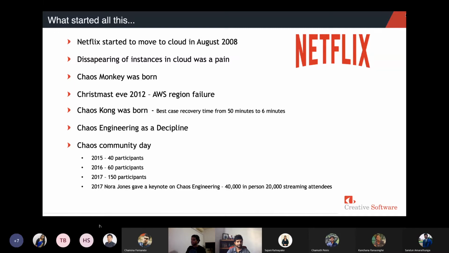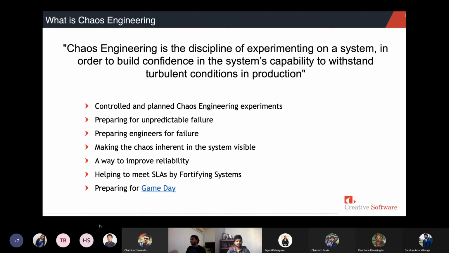And in 2017, it became a little bit more popular, and they held a community day with 150 participants. And about 2 months later, Nora Jones gave a keynote on chaos engineering with 40,000 in-person participants and 20,000 streaming attendees. So that was the breaking point of chaos engineering, when the world knew that this new concept is now established in the world.